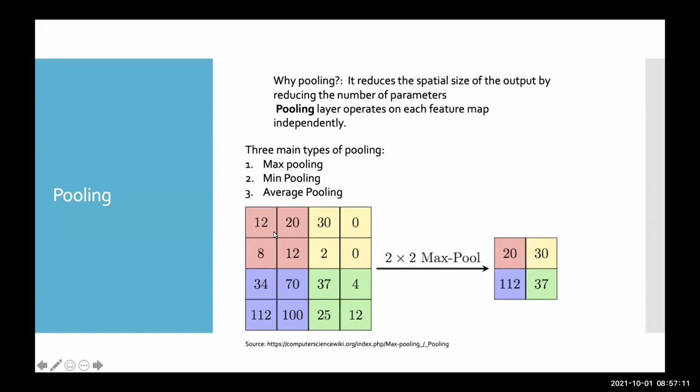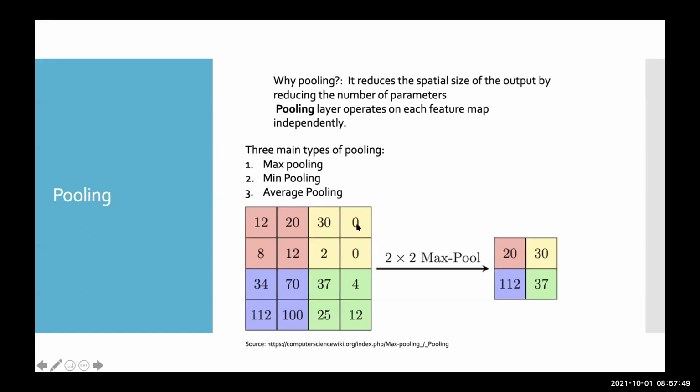We look at each region, and for max pool, we take the max value of that region. For this region, the max would be 20. For this region, the max would be 30, and so on. This helps reduce noise and also reduces the number of parameters you're dealing with, because here we're dealing with 16 values, whereas here we're dealing with 4 values. And min pooling is exactly the same as max pooling, except that you're taking the minimum value. So instead of taking 20 in this red region, you would take 8.